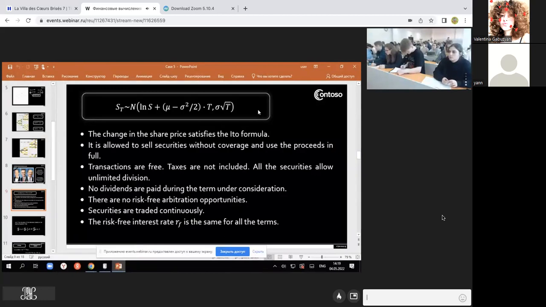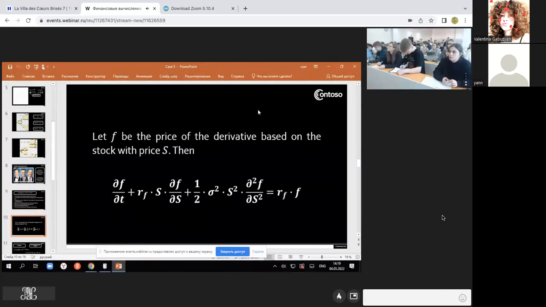What is the subject of study? The subject of study is this equation. We are supposing that F will be the price of a derivative based on the stock price equal to capital S. So here we can see the equation. This is the Black-Scholes-Merton equation.